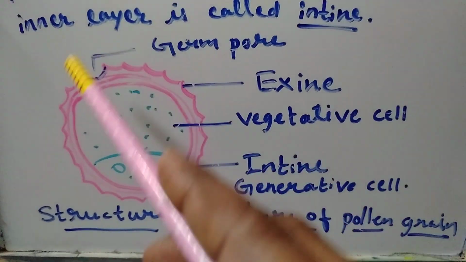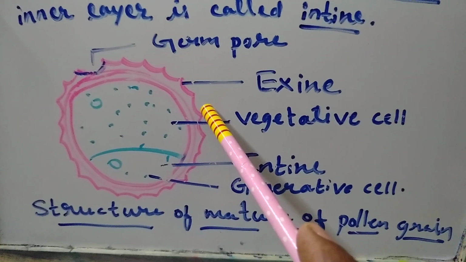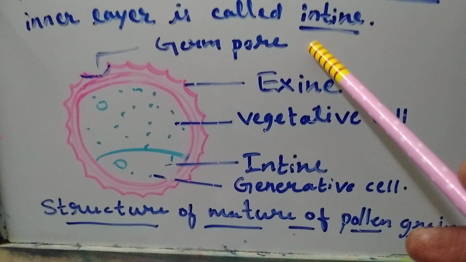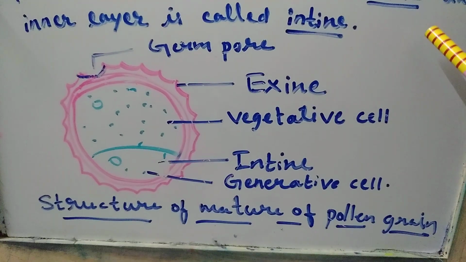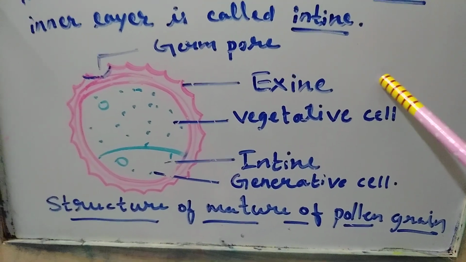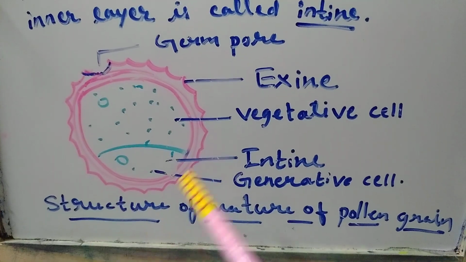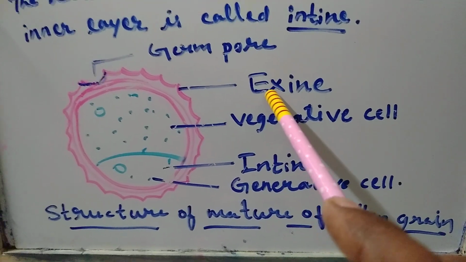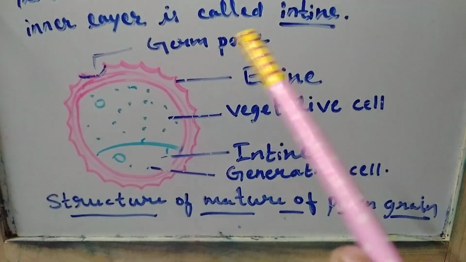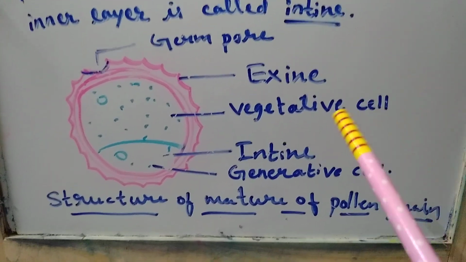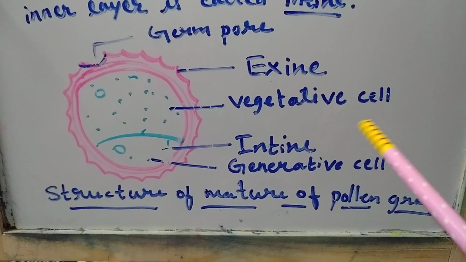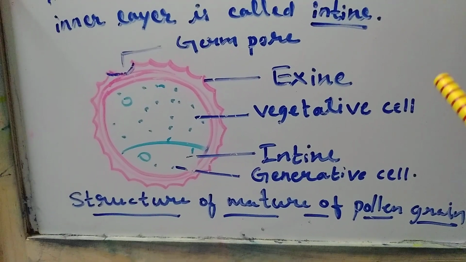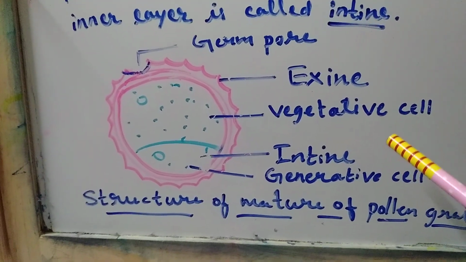By seeing this outer exine layer, we can recognize which family a plant belongs to. We can identify a particular family by seeing the structure of this pollen grain. Understood? So this is about exine. And pollen grains of many species like Parthenium cause severe allergy, and also bronchial disorders like asthma and bronchitis.